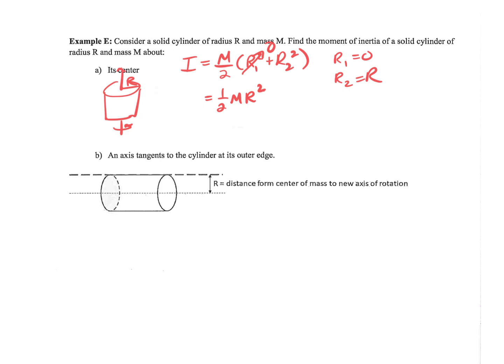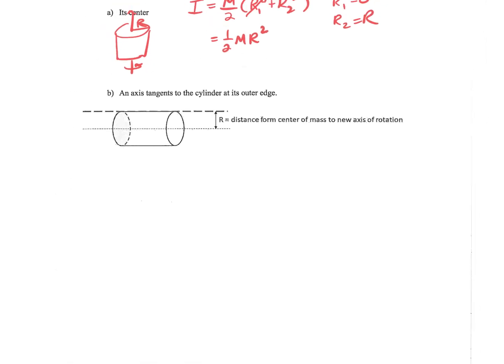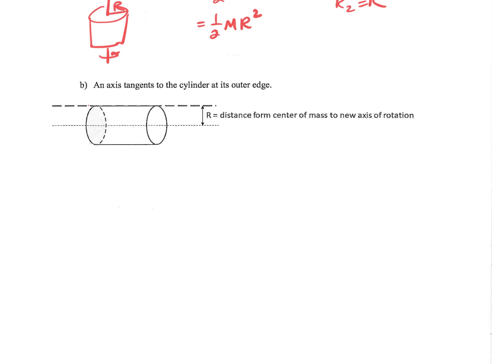Now what about an axis tangent to the cylinder at its outer edge? So now we want it to rotate about this guy over here. Okay? So how far is it from here to here? R. It is some distance, the distance R. So this is where we have to use our parallel axis theorem. So we're going to use I sub p equals I center of mass plus md squared.